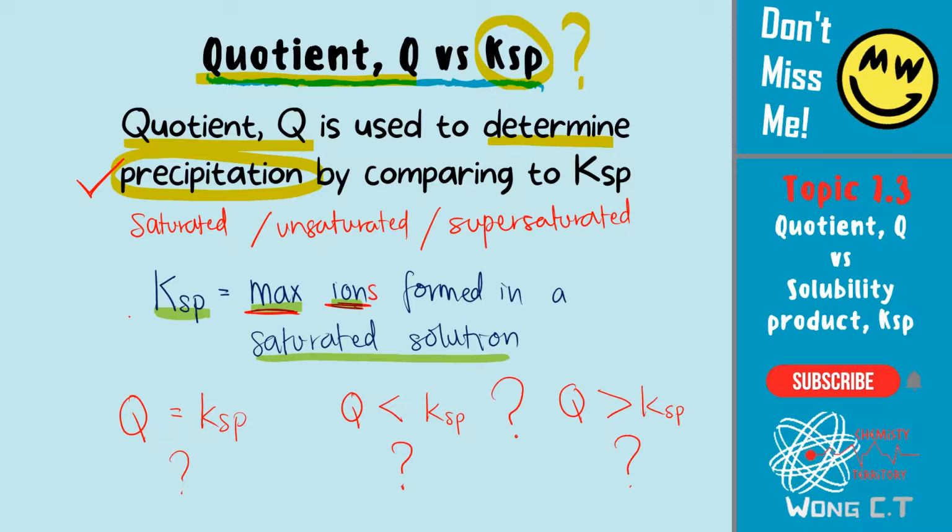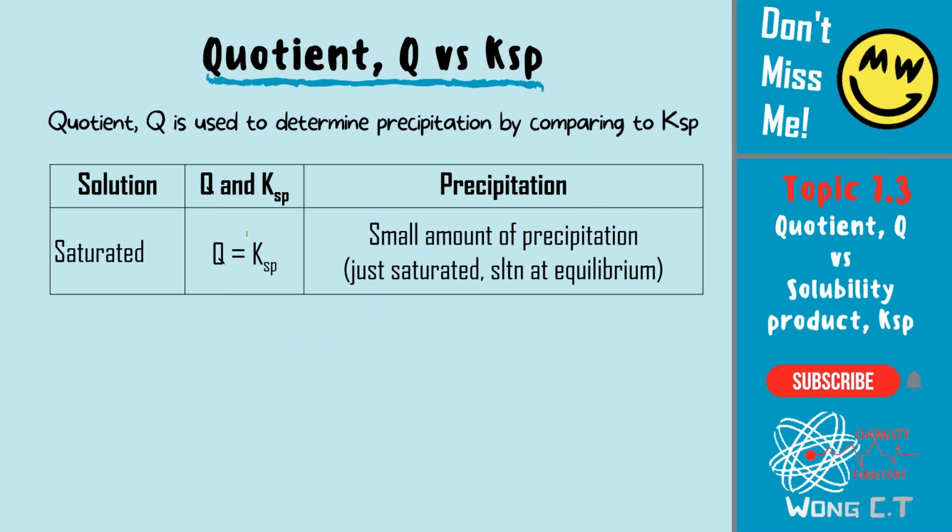Alright? So, before we start comparing them, you need to remember one thing over here. Your KSP represents the maximum ion that you can have in a solution to form a saturated solution. Okay, so remember that KSP actually represents a saturated solution. Alright, so what would happen when the Q is equal to KSP? When your KSP over here represents a saturated solution, what would be the type of solution that I have when my Q is equal to KSP? Simple, it's a saturated solution.